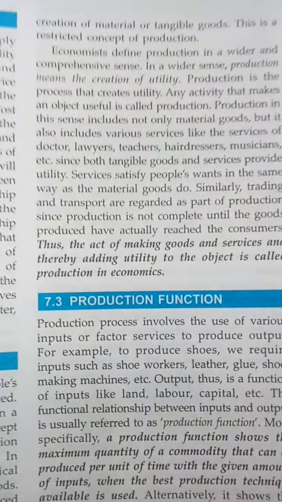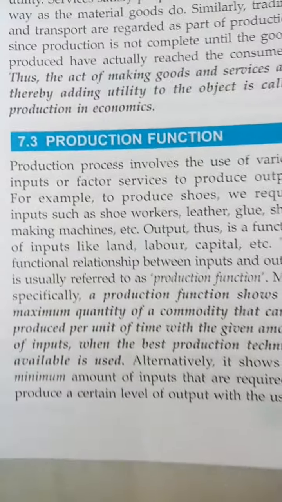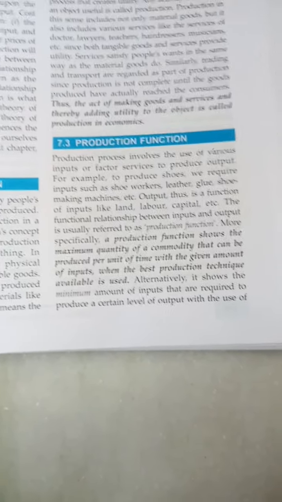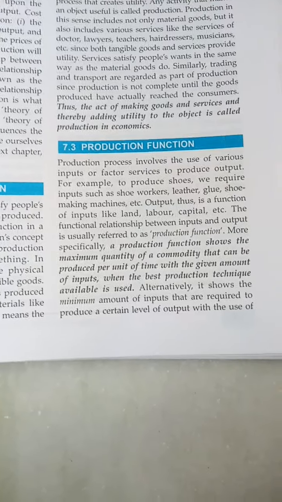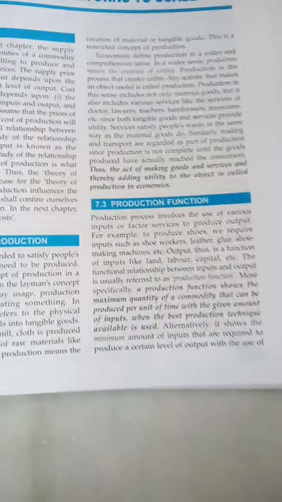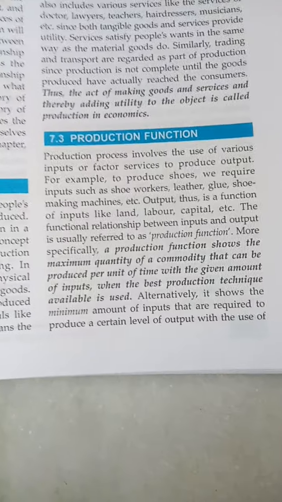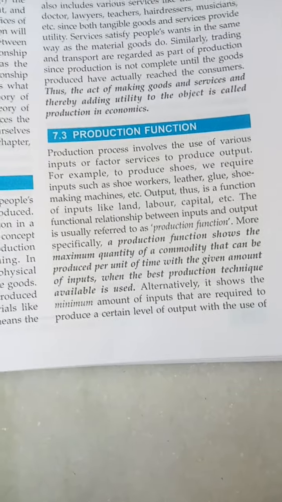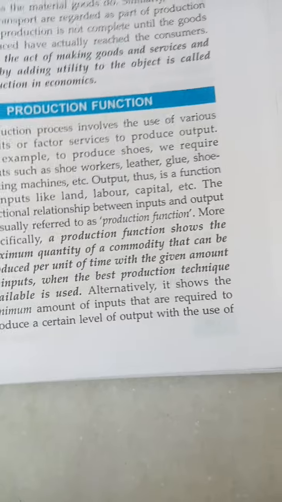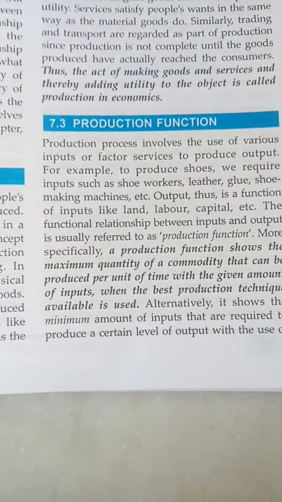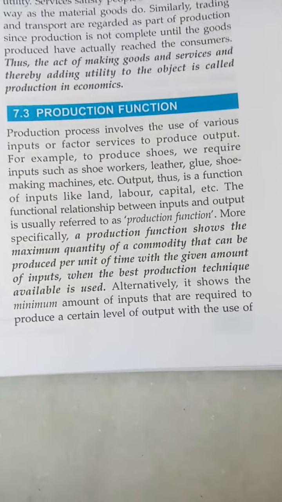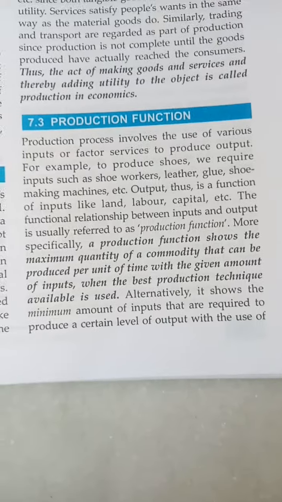Next is, what is production function? A production function is basically the functional relationship between output and inputs. That's a very simple way to say it. If we elaborate, a production function shows the maximum quantity of commodity or output that can be produced per unit of time with the given amount of inputs when the best available production technique is used.